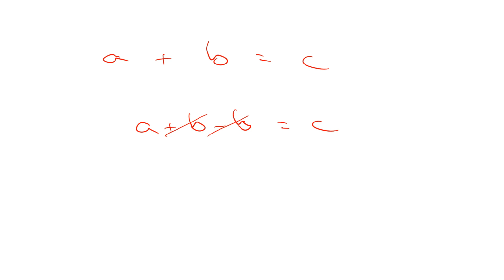So far, so good. However, anything you do to one side of the equation, you have to do to the other side. So if I'm putting in this minus B here, I also need to put in a minus B on the other side. And because the plus and the minus B's cancel out, that leaves me with A equals C minus B, which is, of course, the answer.